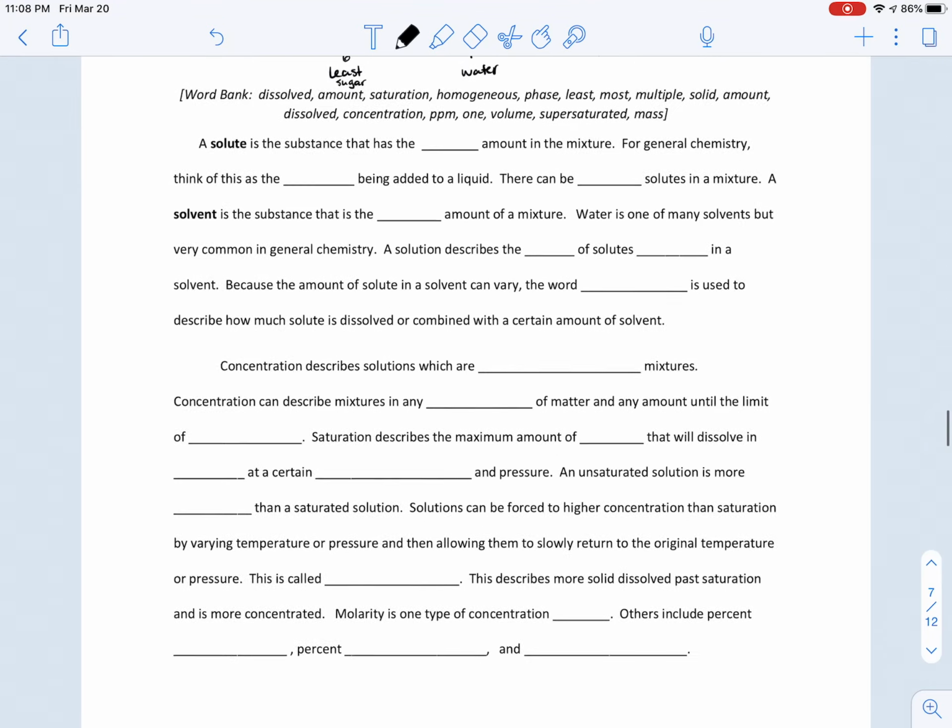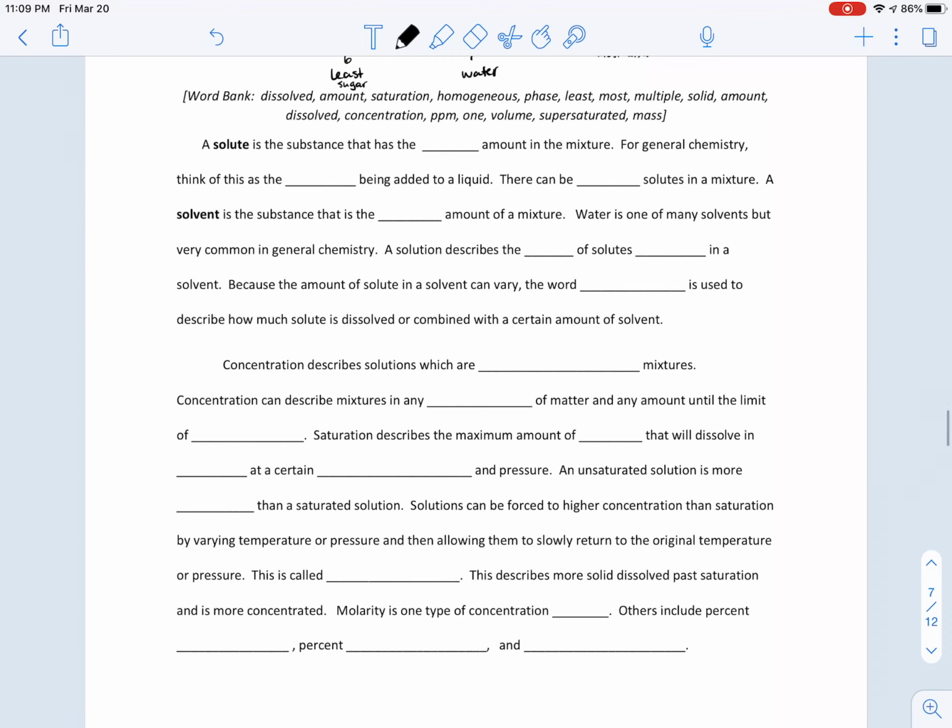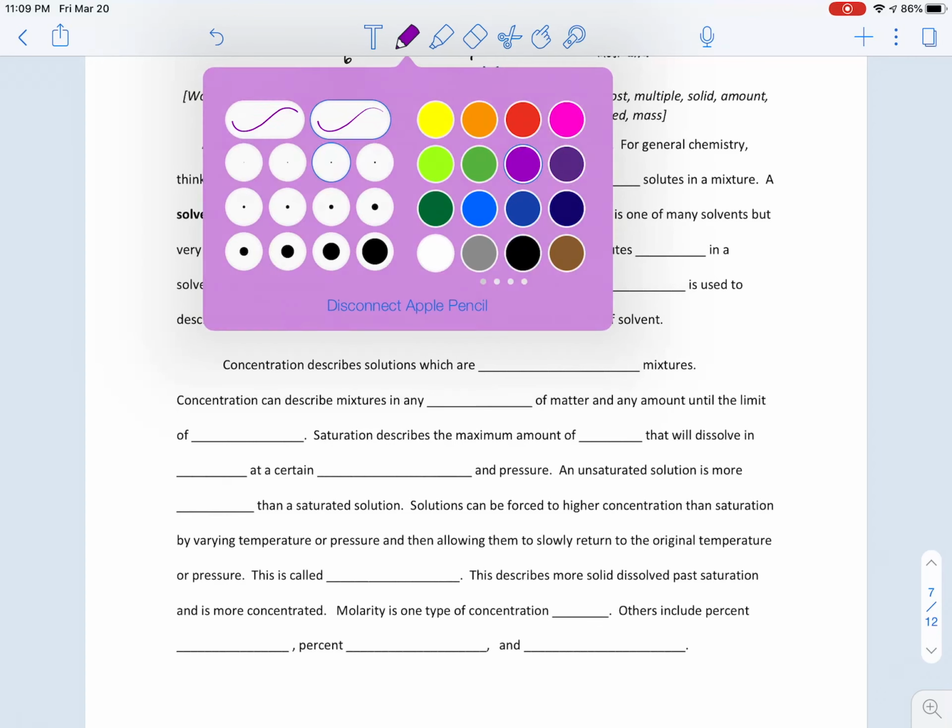Okay, so again, I've got a word bank because I'm trying to keep you actively involved. If you'll pause it, I know there are a lot of words on this one, so just give yourself a chance. You don't have to have it all done, but just think it through and try to do some of them. So go ahead and pause the video.